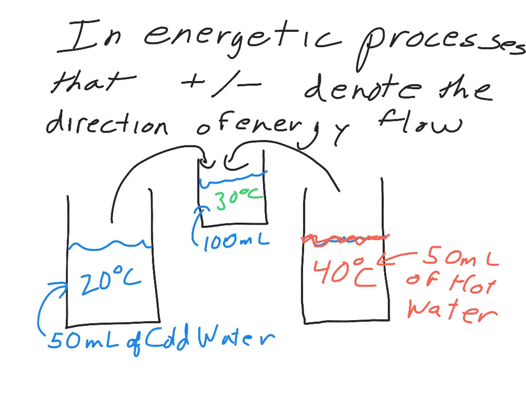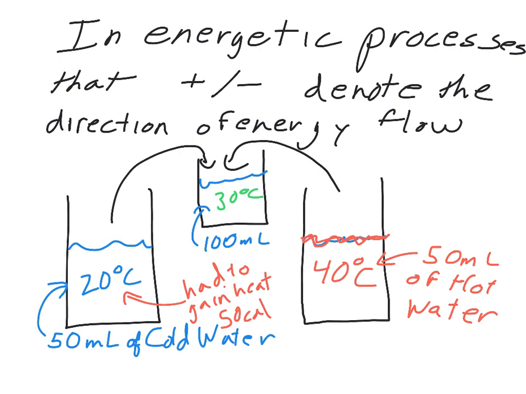Let's break down what had to happen, though, in order for those two waters to arrive at the same temperature. Well, our cold water obviously had to warm up, and our hot water had to cool down. Well, how does something warm up? It gains heat. In this scenario, very specifically, it had to gain 50 calories of heat in order to reach 30 degrees Celsius.